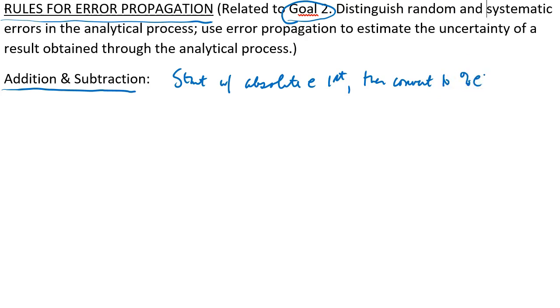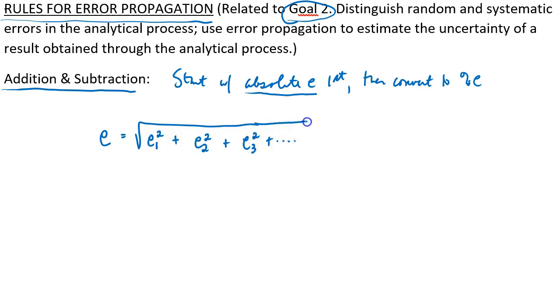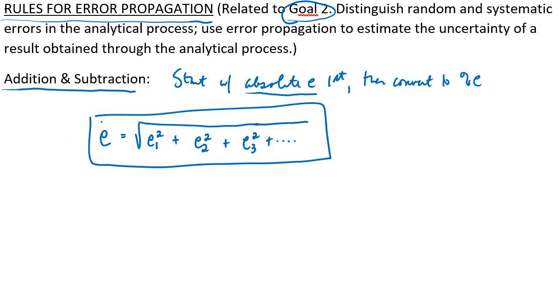I always find this to be a little bit easier because often in the problem we're given absolute error and we have to use a formula. The formula that we use for addition and subtraction is the absolute error of our sum or difference is equal to the square root of the absolute error of our first measurement, E1 squared, plus the absolute error of our second measurement, E2 squared, plus the absolute error of our third measurement, E3 squared, and so on and so on and so on, depending on how many different measurements you're adding and subtracting.